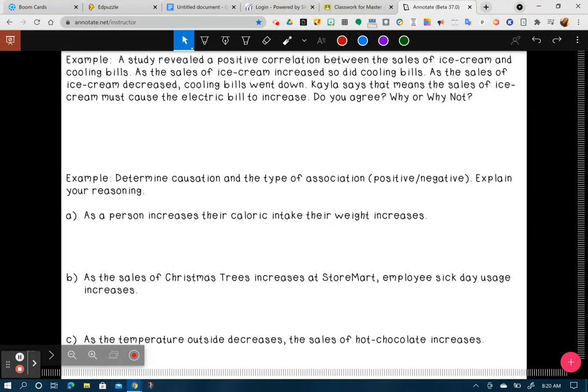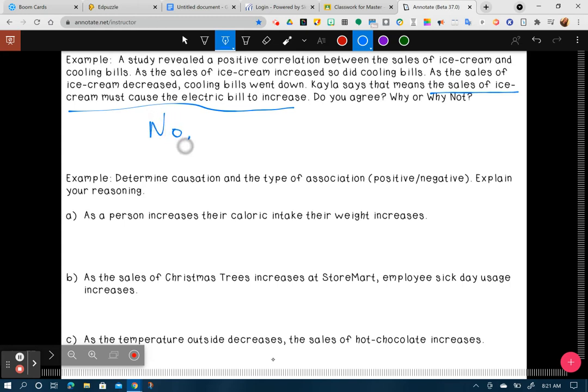Okay, it says, a study revealed a positive correlation between the sales of ice cream and cooling bills. As the sales of ice cream increased, so did cooling bills. As the sales of ice cream decreased, cooling bills went down. Kayla says that means that sales of ice cream must cause the electric bill to increase. Do you agree? Why or why not? So think about that for a second. Do you think that the sale of ice cream causes your electric bill to increase?